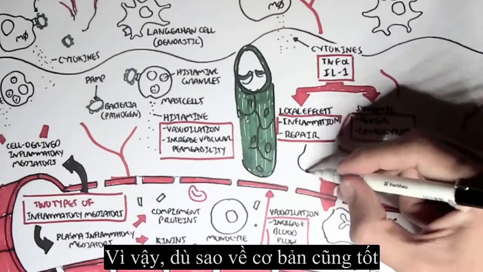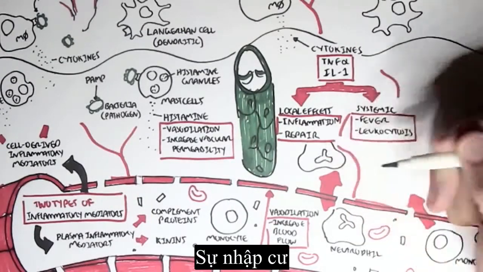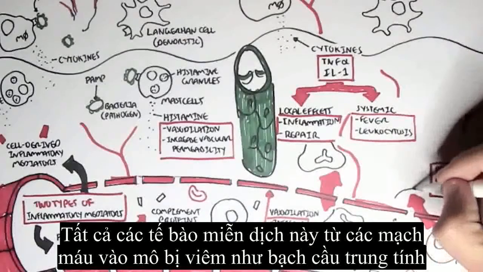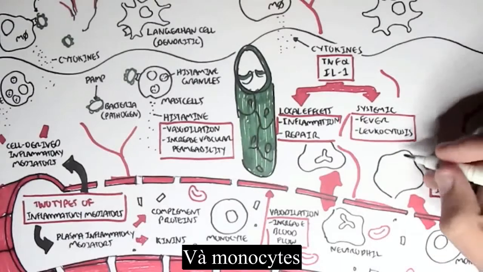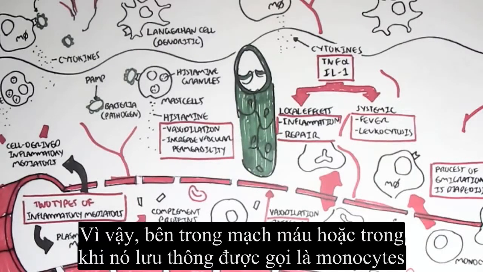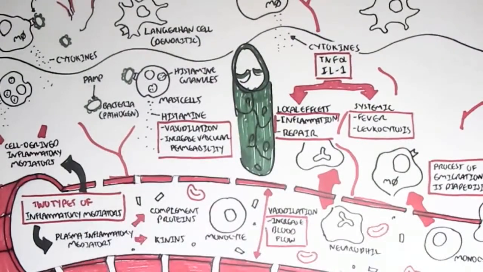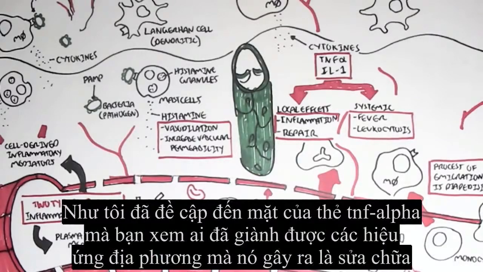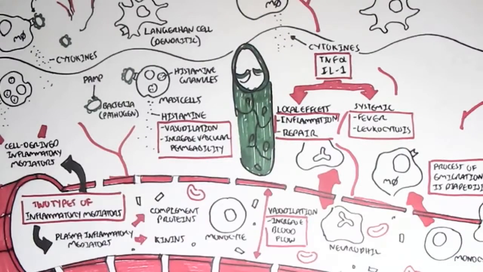The cytokines will also promote the migration of immune cells from the blood vessels into the inflamed tissue, such as neutrophils and monocytes. When the monocytes move from the blood vessel into the tissue, they become macrophages. So while circulating within the blood vessel, they are known as monocytes, but once they enter tissues, they are known as macrophages. So let's talk about repair too. As I mentioned, the cytokines TNF-alpha and interleukin-1 have local effects that cause repair. How does it do this?